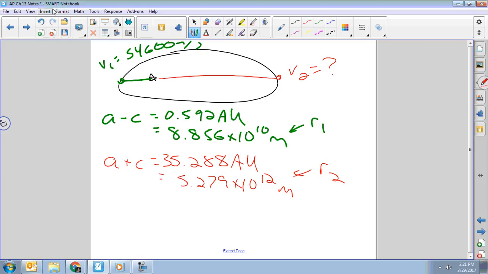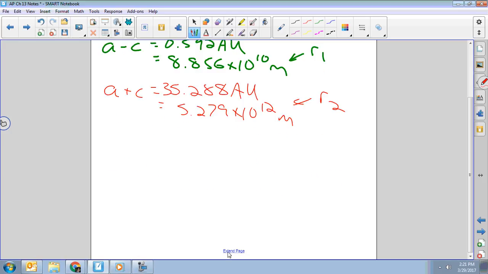Option number one, and the less good way to solve this problem, although it does work, is to use conservation of energy. Here's the deal. If I calculate the gravitational potential energy and the kinetic energy at my first point, that ought to equal the gravitational potential energy plus the kinetic energy at point 2, because the only force acting on it is gravity, a conservative force, so our total energy shouldn't change.